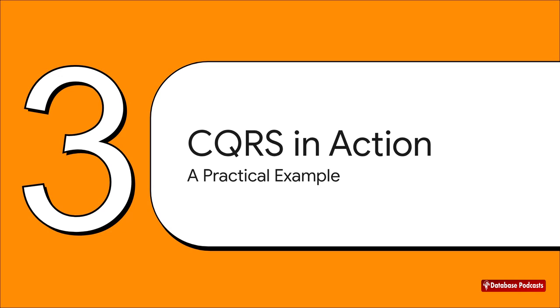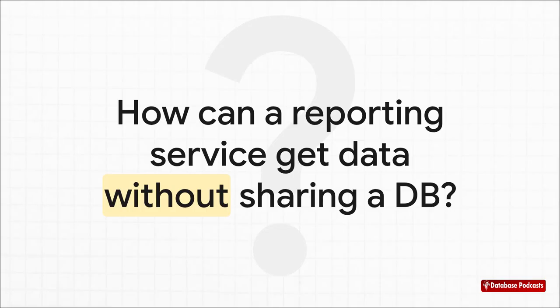Okay, that all sounds great in theory, but what does it actually look like? How does this separation really work in a real-world scenario? Let's walk through a practical example to make this crystal clear. So here it is, the classic problem we've got to solve. Your reporting service needs to create these really complex views of data, but that data lives inside another service. Now, if you're following microservice principles, it is a huge no-no to let that reporting service just connect directly to the other service's database. That would create that tight coupling we're trying so hard to avoid. So, what do you do?